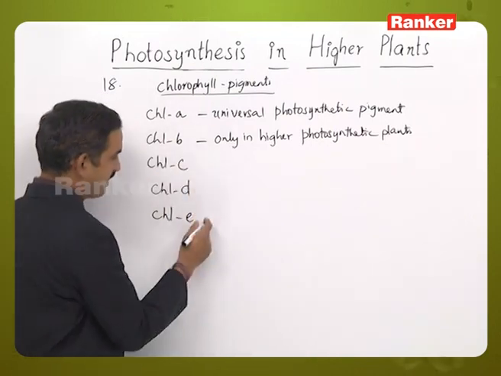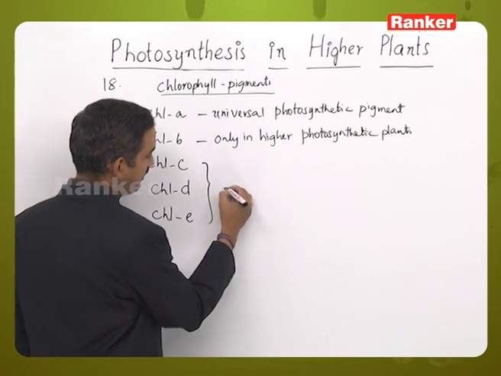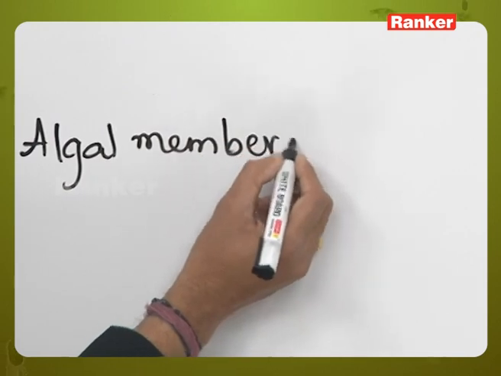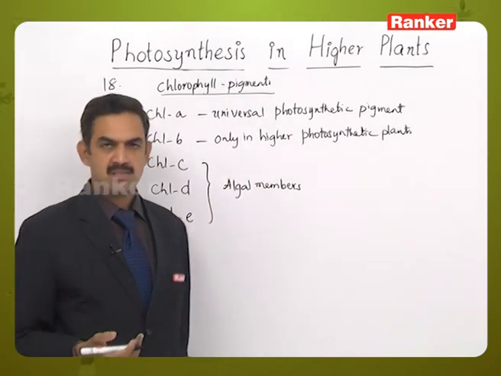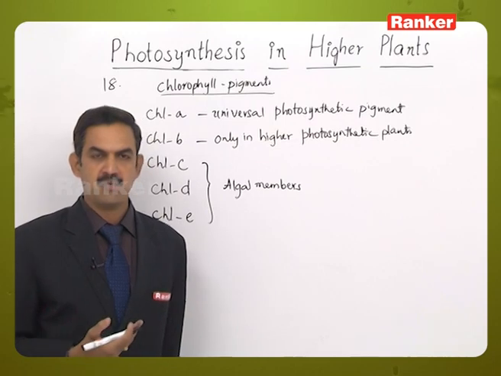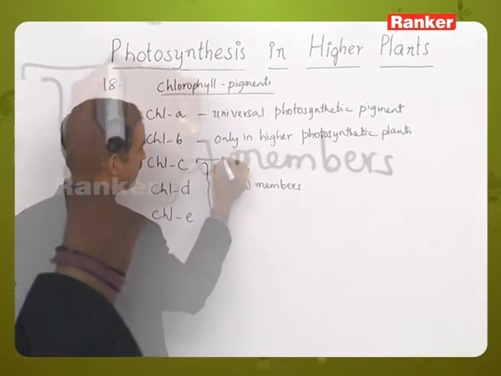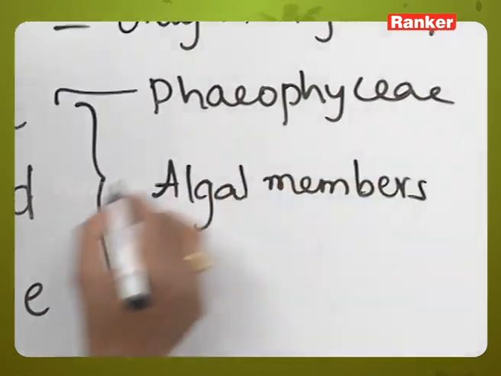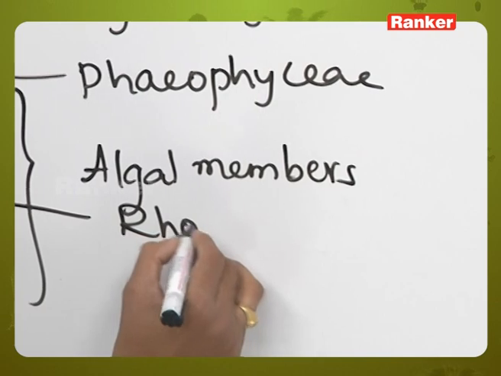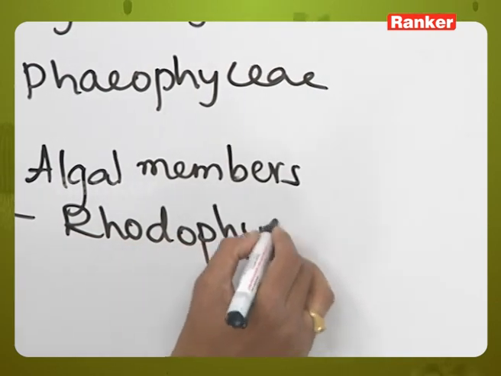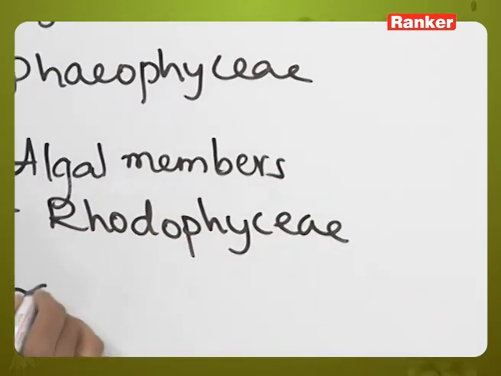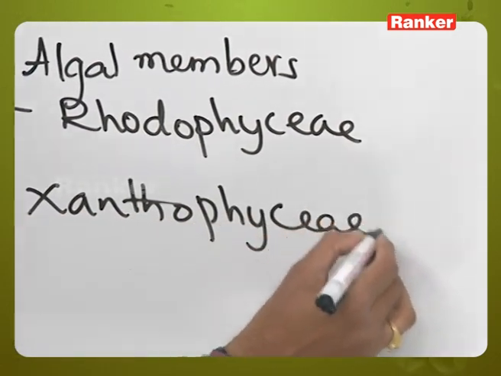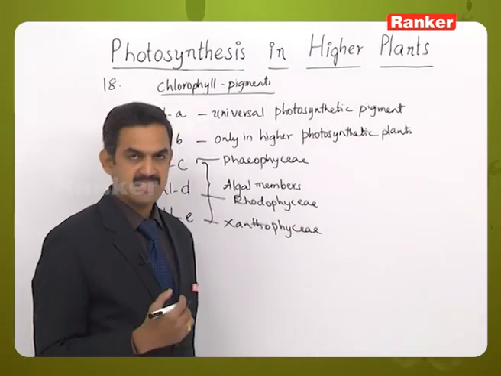When it comes to the lower ones, these are present in the algal members, that is, in the Xanthophyceae, Rhodophyceae and Phaeophyceae members. Chlorophyll C is present in Phaeophyceae members, that is brown algae. Chlorophyll D is present in the Rhodophyceae members of algae, that is red algae, and chlorophyll E is present in the Xanthophyceae members of algae. So these are exclusively present in the algal members, that is, the lower plants.